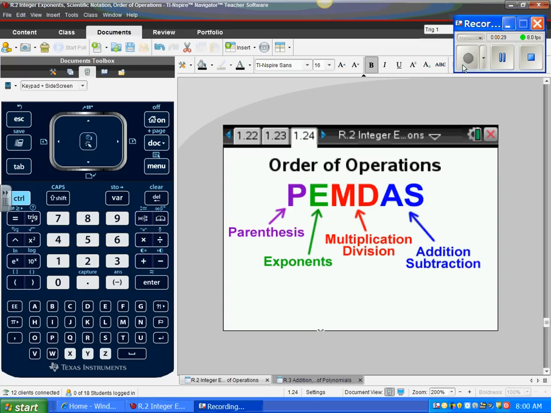All right, so order of operations is nothing new. You guys have been doing order of operations since junior high, so we are doing a quick review here. PEMDAS, everybody's heard of that before. P stands for parentheses, E exponents, M and D multiplication, division, does not matter which order. A and S, addition, subtraction, again, does not matter which order.